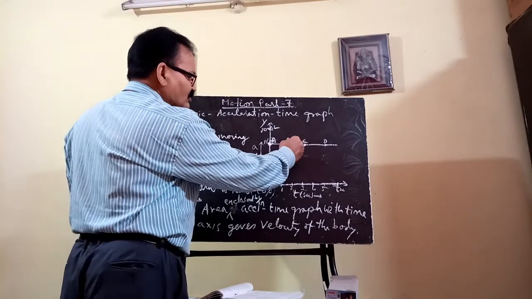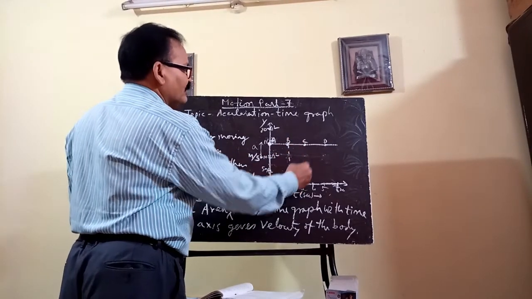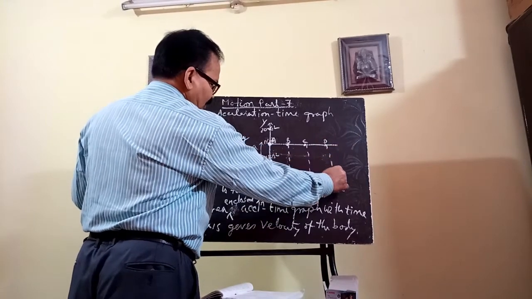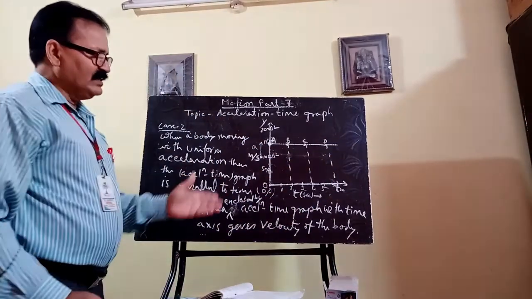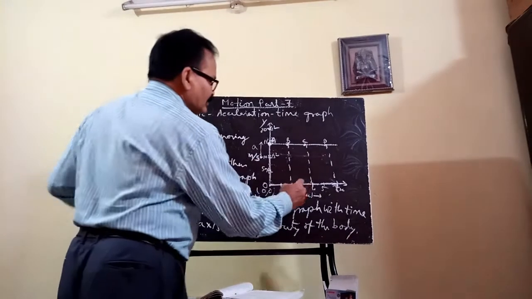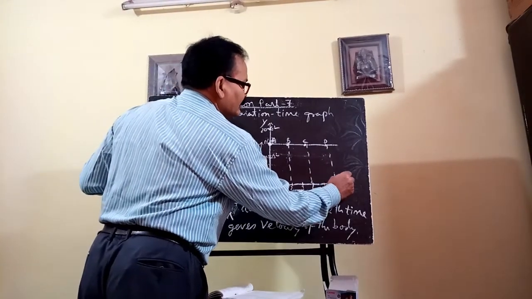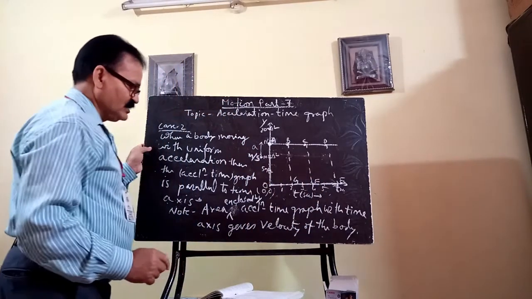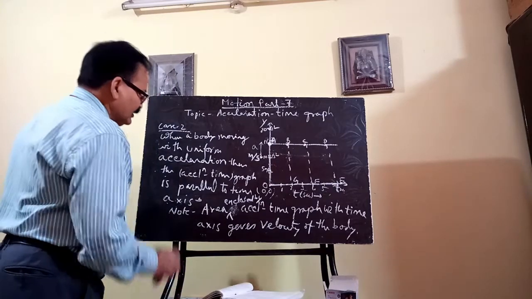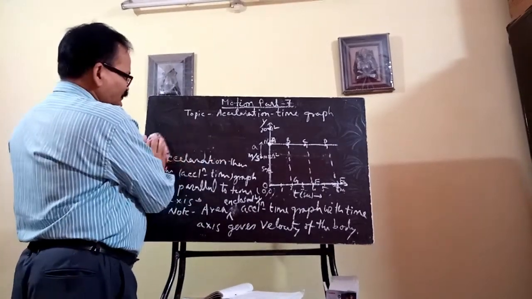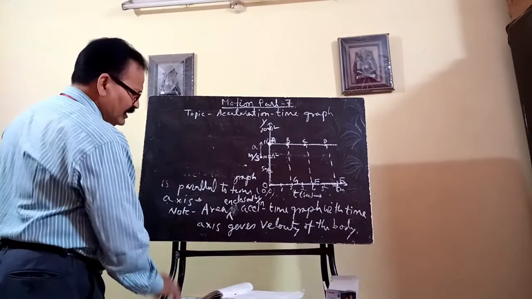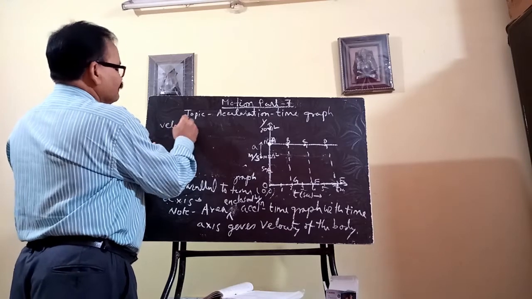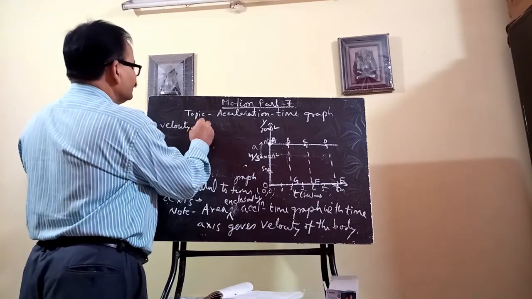Suppose you are enclosing it with a dotted line. So now you can calculate the velocity by finding the area. Now you put the name D, E, F, G, and this is your O. Okay, so you see that area. Suppose the velocity after 2 seconds.